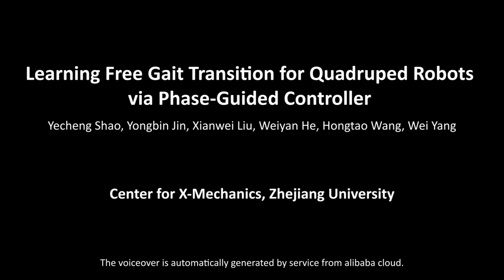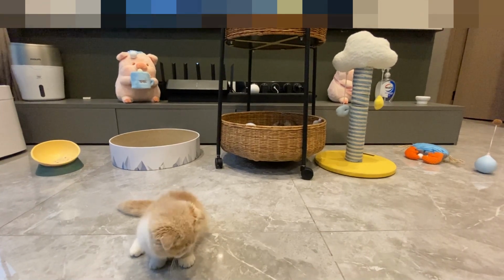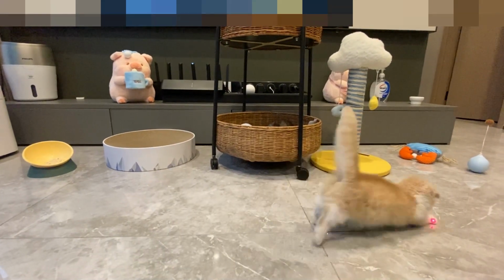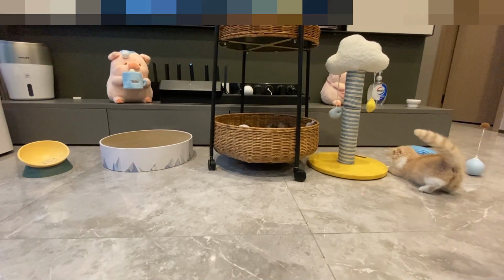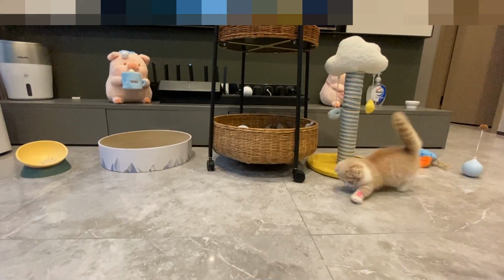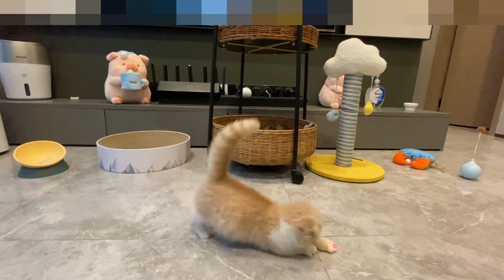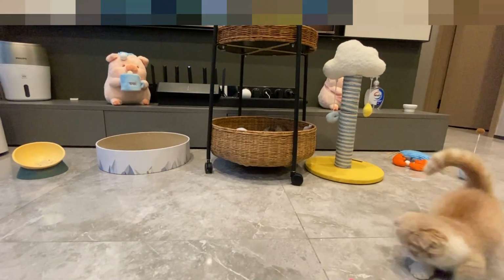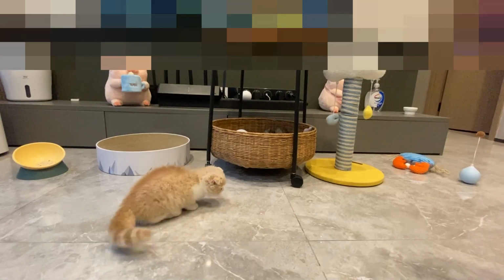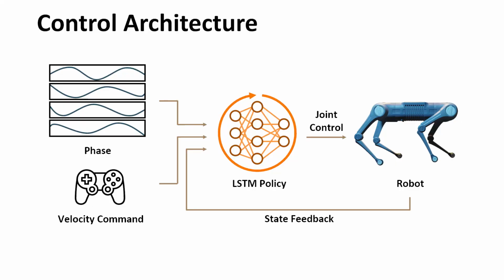Our paper is about gait transition. Gait is an important part in quadruped locomotion. Animals can choose the most suitable gait and make transitions according to the speed, terrain, and its size, but it remains a challenge for quadruped robots to transit among various gaits freely. In this work, we train the control policy to learn multiple gaits and transitions under the guidance of phases.